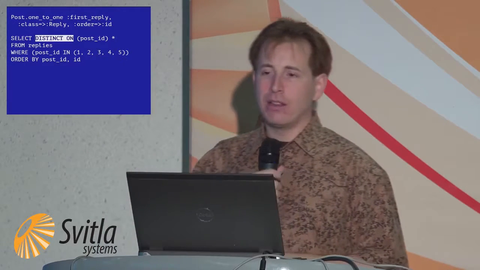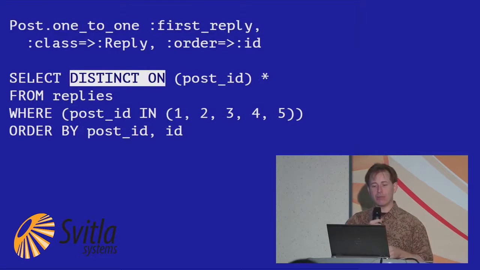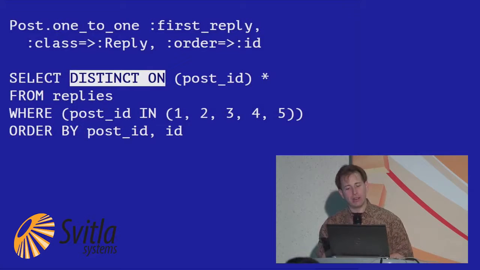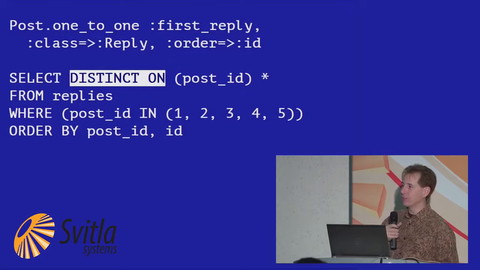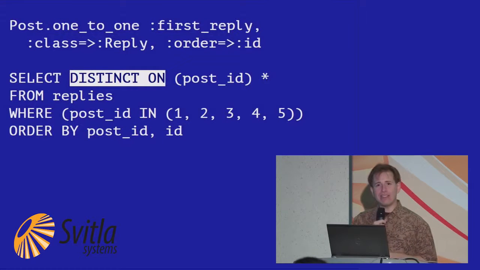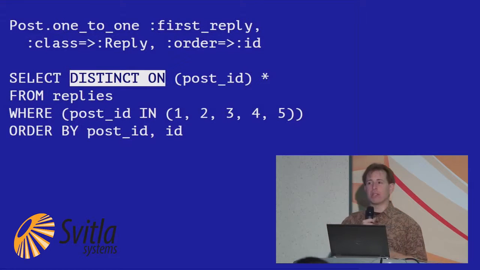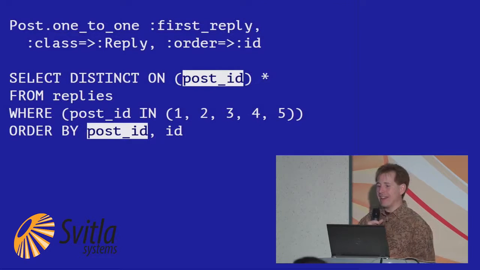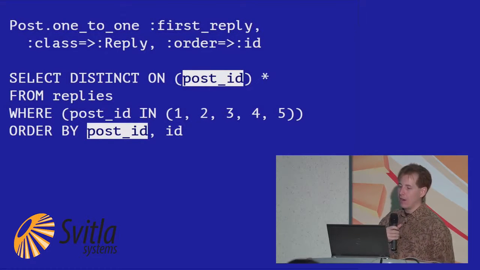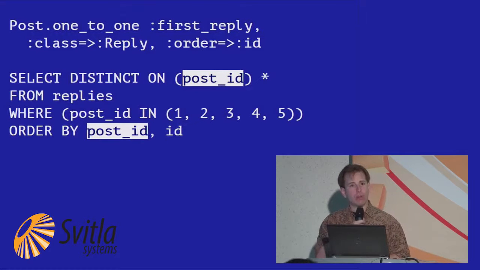Now, distinct on is a PostgreSQL extension that allows you to specify arbitrary expressions on which the query can or should return distinct results. And this is different than a plain distinct clause supported by other SQL databases, which considers all selected columns. Here we are using post ID as the column to be distinct on. And this makes sure that the results only include a single row for every post.